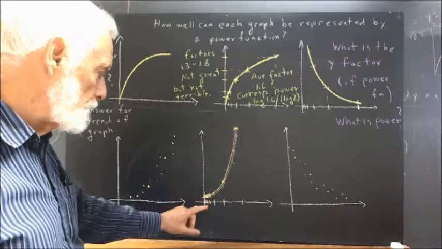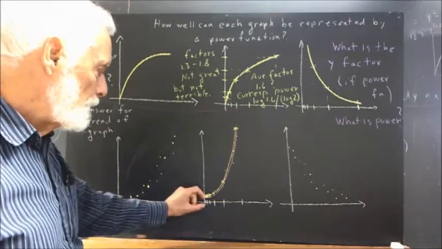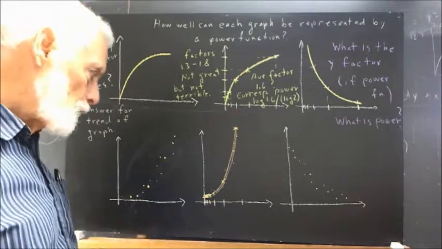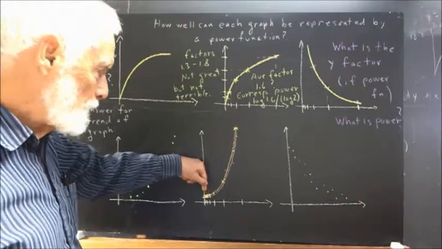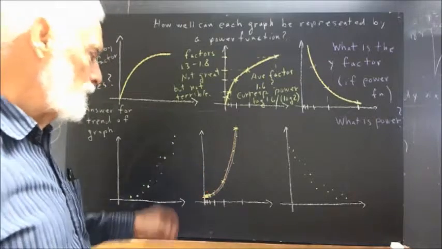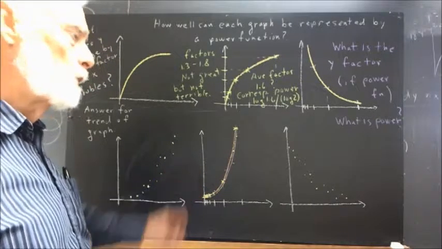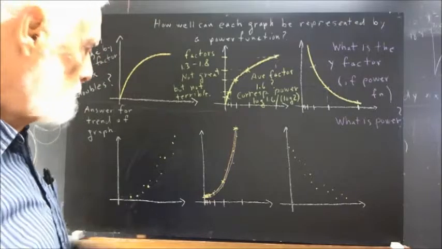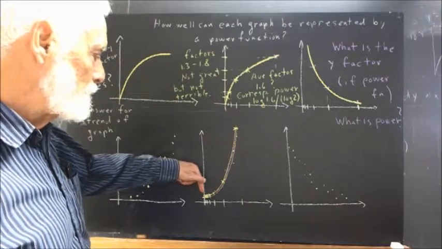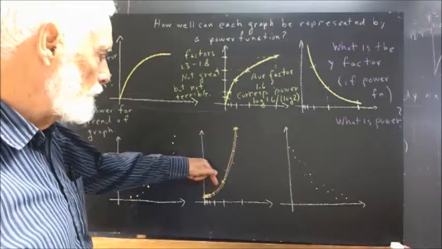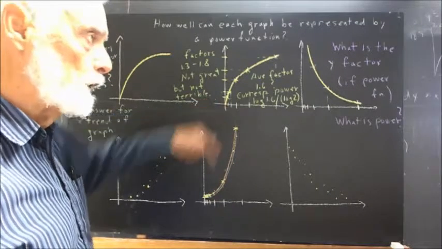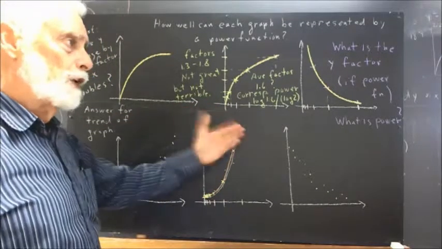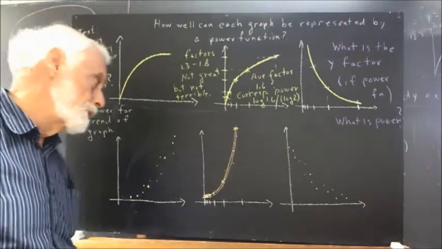From here to here, on this interval, the y factor appears to be just a little more than 1. We don't have much increase. And from here to here, the y factor is even smaller. It's a little more than 1, but not very big. So we're going from a y factor of just a little bigger than 1 up to a y factor of 2, up to a y factor of 3 or more. This is very clearly not a power function.